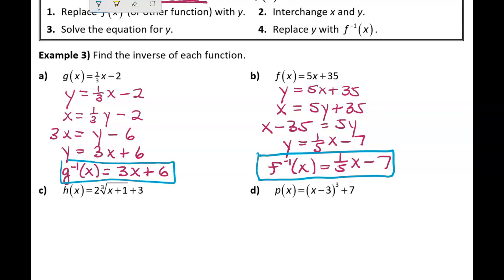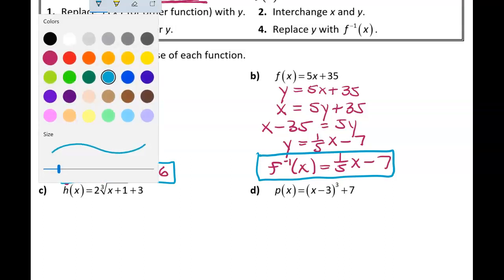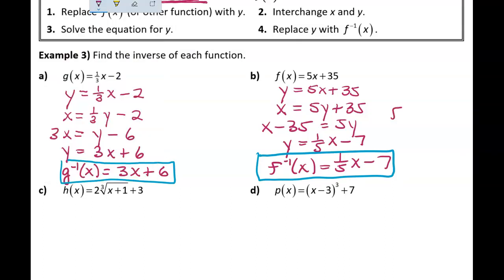So a couple things. Did you remember to distribute the division by 5 to both terms? Secondly, did you remember to replace y with f inverse? That's an important step. There is an equivalent answer you could have given, and that would be f inverse of x is equal to x minus 35 over 5. And you could have left it like that. Since both terms were not divisible by 5, you can leave it in that form if you wish.